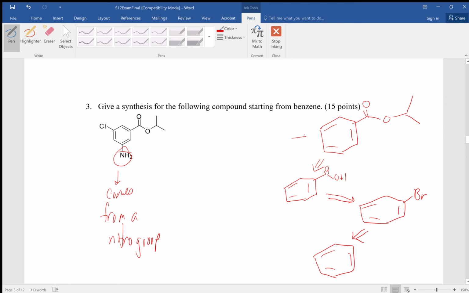Now, if I make this compound from a nitro group, the first thing is we know that this ester that's already here will direct that new nitro group meta. But even more useful is the fact that I now have a pair of meta groups, and so if I try and put the chlorine on right now, the only position it can go is right here.